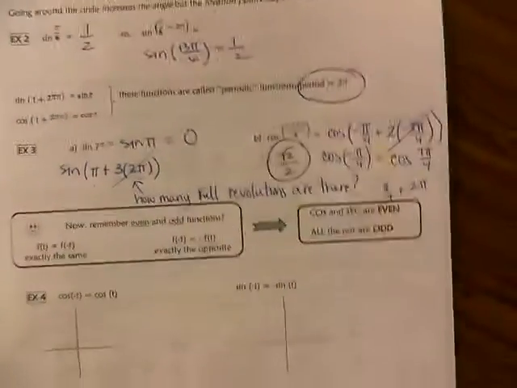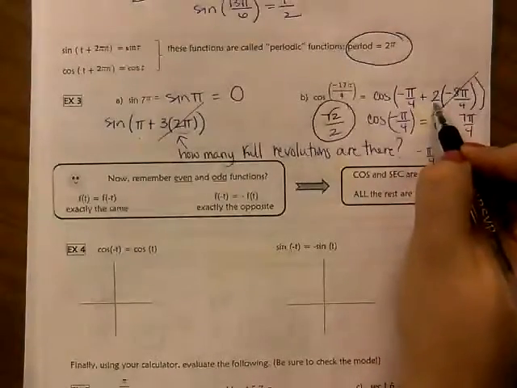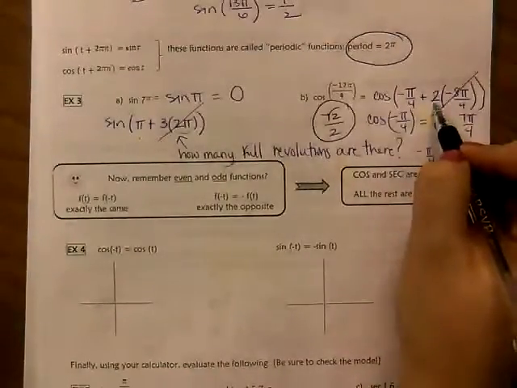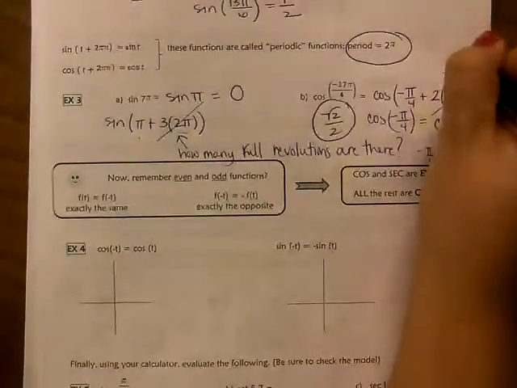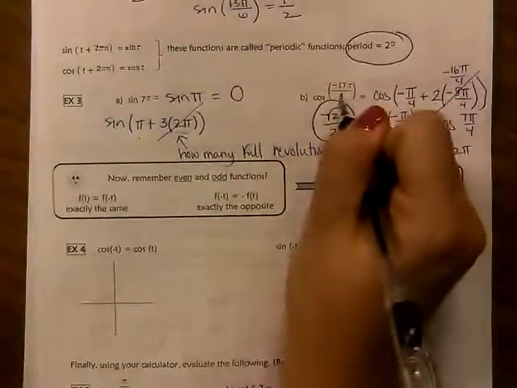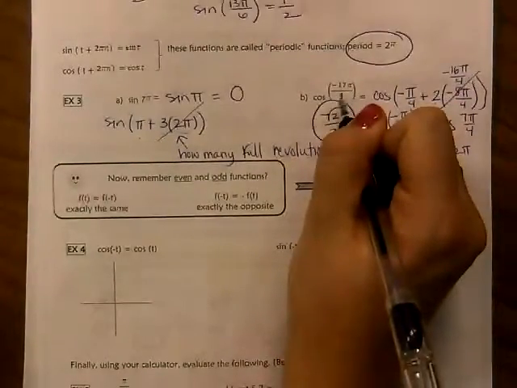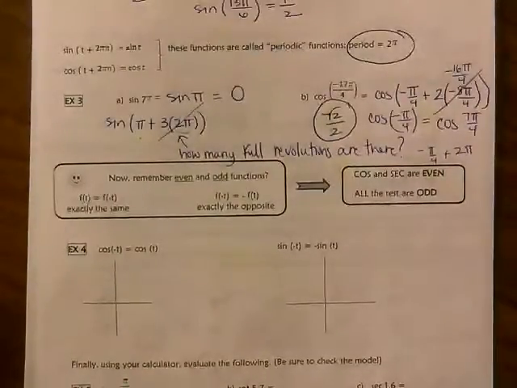Yes? So why do you multiply by the 2 times the negative? The 2 represents 2 revolutions that I can take out. So 2 times this negative 8 pi over 4 is like negative 16 pi over 4. Plus a negative pi over 4 takes me to the negative 17 pi over 4. Okay? So you want to take out those revolutions or those periods that are within there. Okay? Any questions?